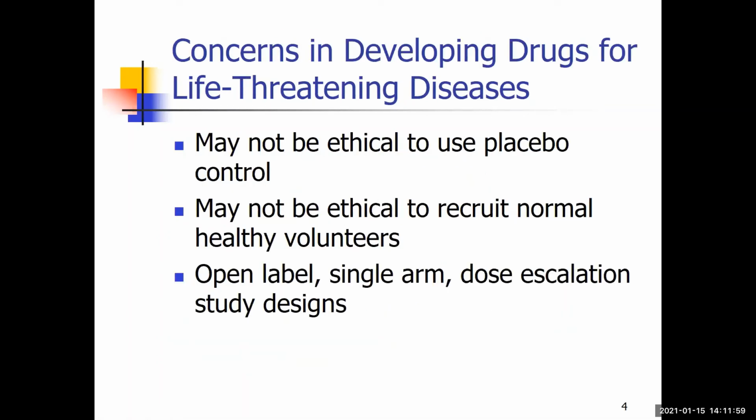Now, as we mentioned before, the drug development programs for oncology or non-oncology are basically different. The strategies, the approach are different, all right? So if we look at the life-threatening diseases, the drugs usually are more toxic, and so it may not be ethical to use placebo control, may not be ethical to recruit healthy normal volunteers. And so for oncology, phase 1 trials tend to be open-label, single-arm dose escalation study designs.